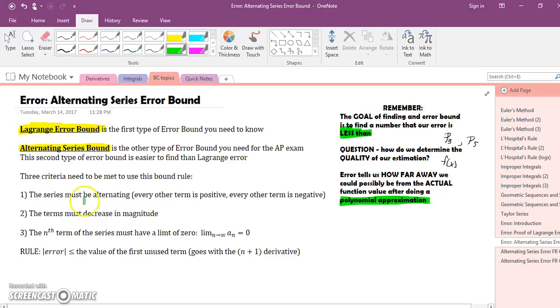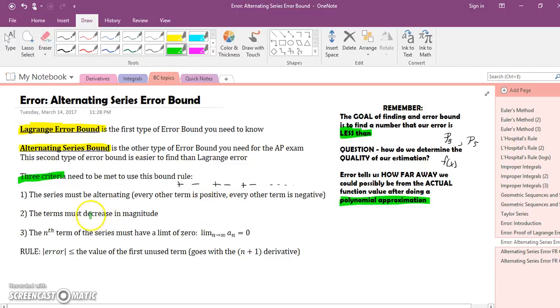All right, so to use the alternating series error bound, you have to go through 3 steps, and they're usually pretty quick to go through. So the 3 criteria that you need: first of all, the series has to be alternating, which is why it's called alternating series bound. And to be alternating, it has to be plus, minus, plus, minus, plus, minus, dot, dot, dot. Some of the series that we did were like plus, plus, minus, minus, plus, minus. It wasn't a direct pattern.